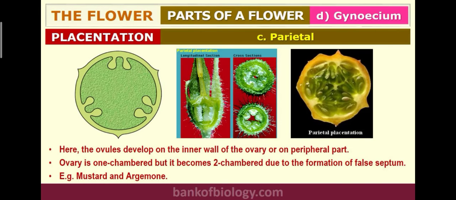Now here the ovules, third one is the parietal. Here the ovules develop on the inner wall of the ovary, in the peripheral part. Ovary has one chamber but it becomes two due to the formation of false septum. Due to the formation of false septum, these ovules are attached. और वो क्या होता है, the seeds जो ovules होते हैं अलग अलग chamber में form होते हैं, as you see in the picture. Example: mustard and argemone.